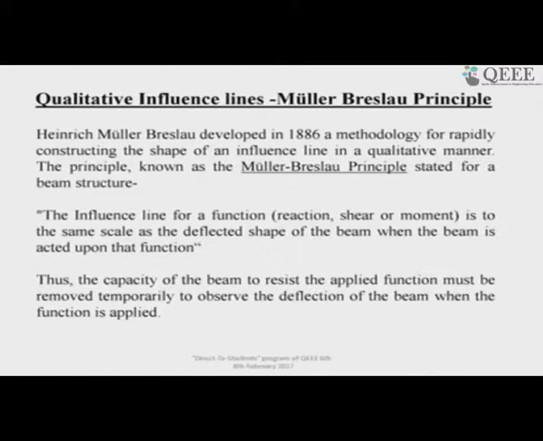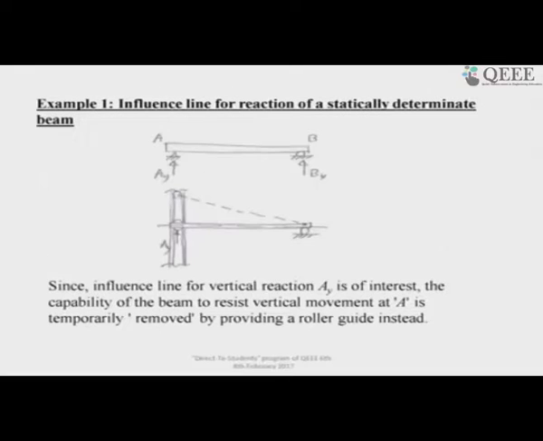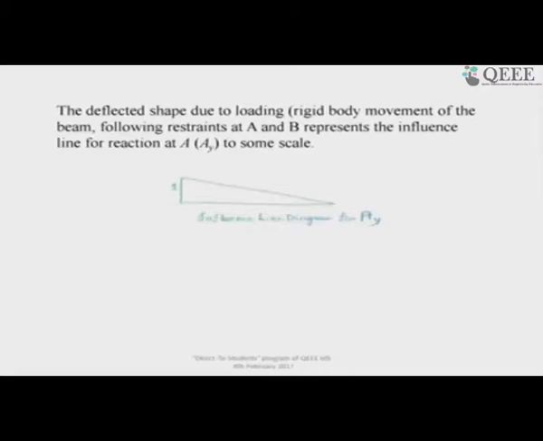And we have also stated the Muller-Breslau principle, and it is very useful to determine the qualitative shape of the influence line diagram. If you remove the effect and then put it back, the deflected shape of that structure gives the qualitative shape of the influence line diagram. This is the influence line diagram for the reaction. You release the reaction, put the reactive force there, and you get the displaced shape of the beam, and that is the influence line diagram for reaction.